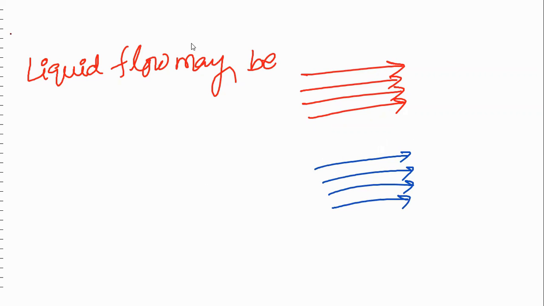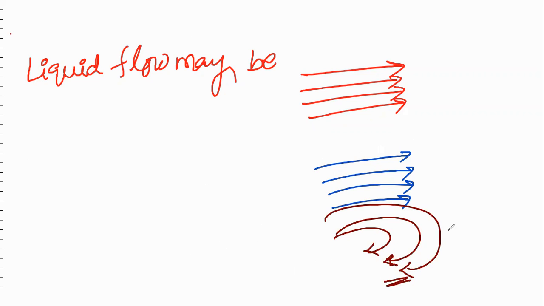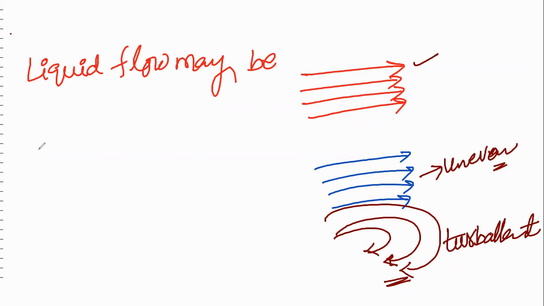If the speed of the liquid increases beyond a critical value, then it is called turbulent flow. This is called uneven flow, meaning unsteady flow. We'll say that. This is called streamline flow.